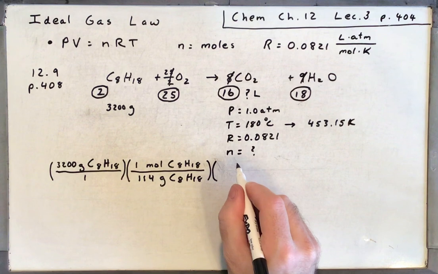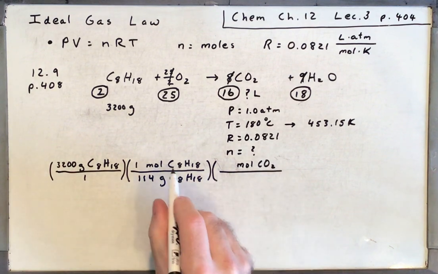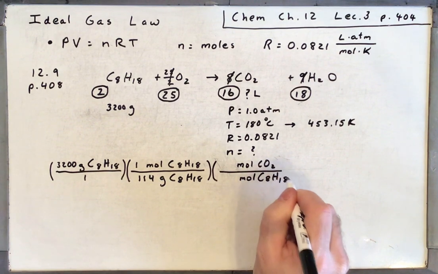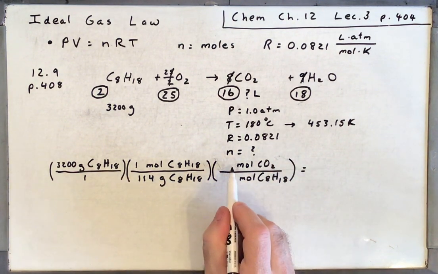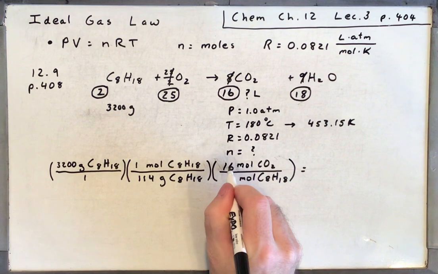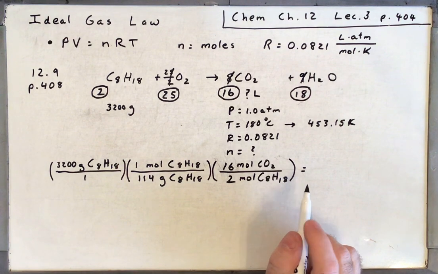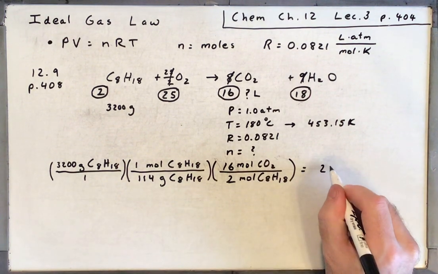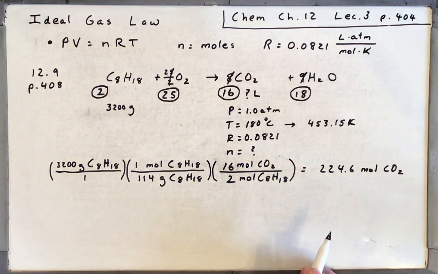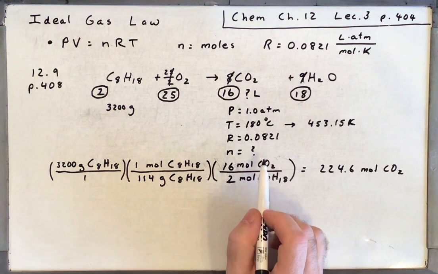And now we want to go to moles of CO2, and we want to cancel out moles of C8H18. We get these numbers from the stoichiometric coefficients. In front of CO2 is 16. In front of octane is 2. So when you put that through your calculator, you get 224.6 moles of CO2.